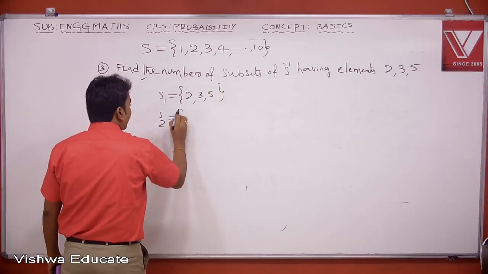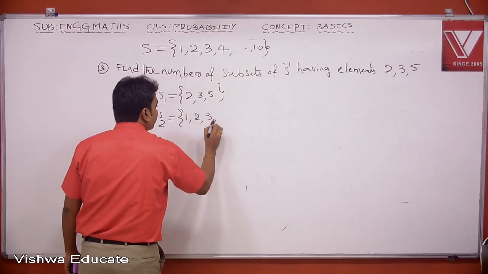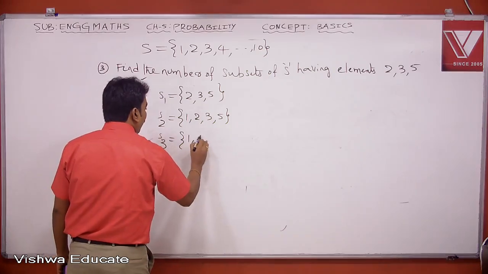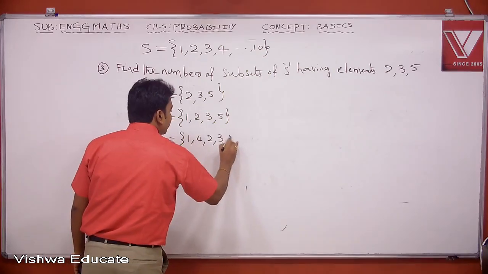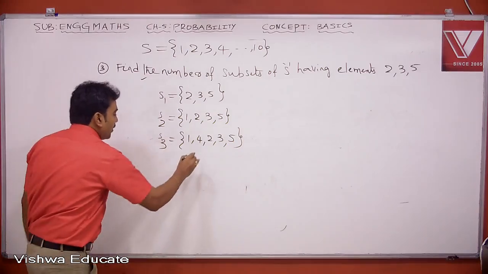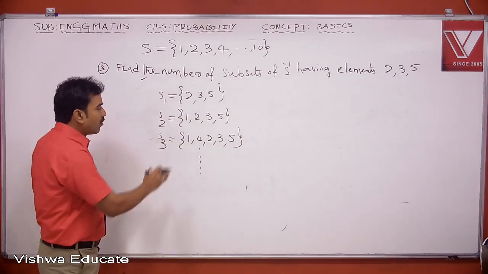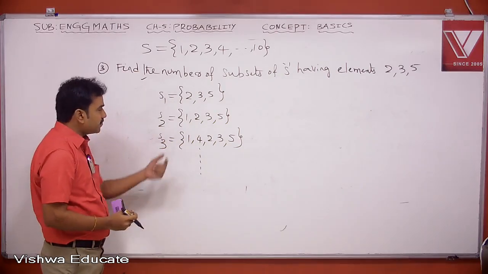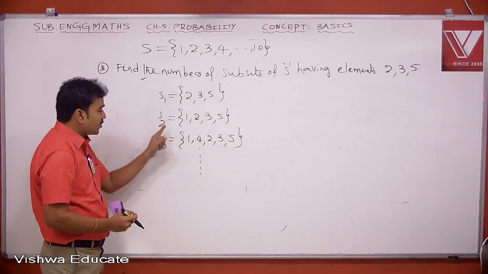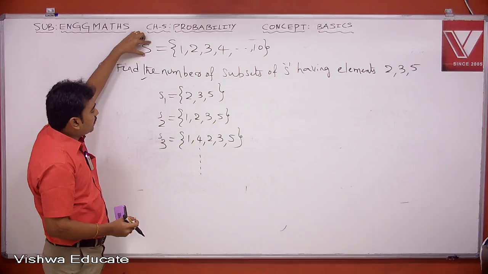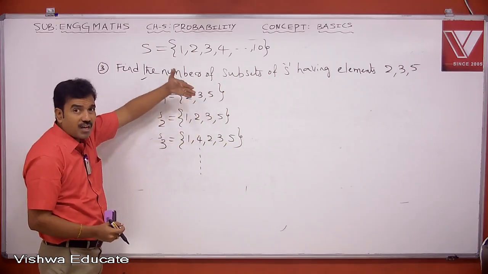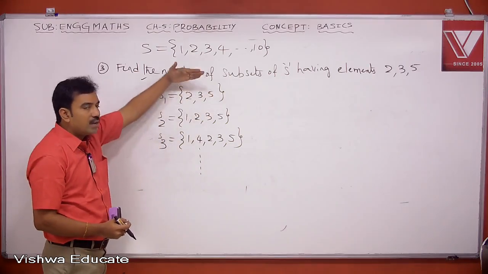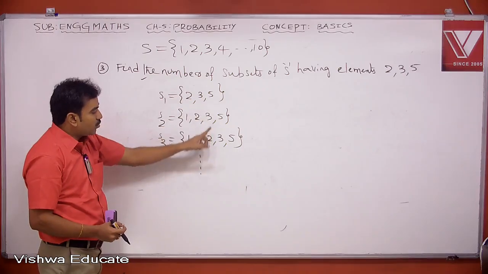I can have, like this, S2 equal to, for example, {1, 2, 3, 5}. I can have S3 equal to, for example, {1, 4, 2, 3, 5}, like this. So like this you will get many subsets, but I don't want to write all subsets of S having the elements 2, 3, 5. To get some idea, I wrote 3 subsets: S1, S2, S3. All these are subsets of S having the elements 2, 3, 5. You may have extra elements, but you must have 2, 3, 5 guaranteed. So 2, 3, 5 must be there. Extra elements you can have.